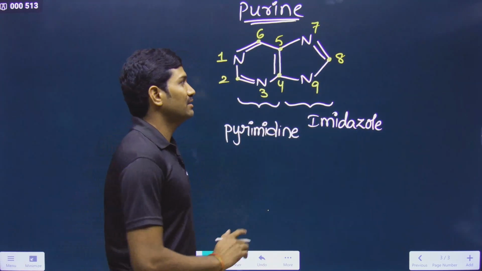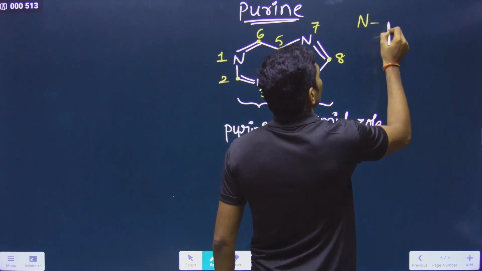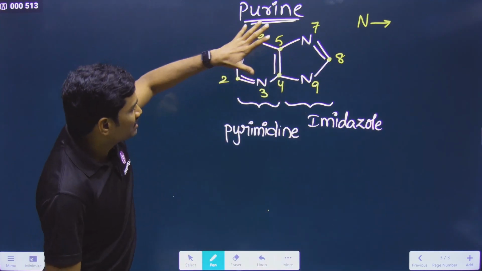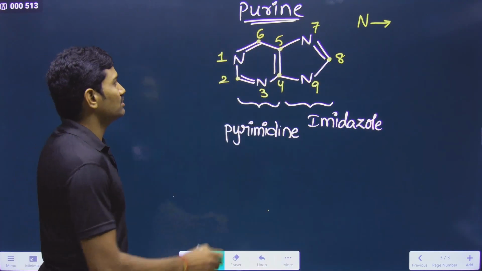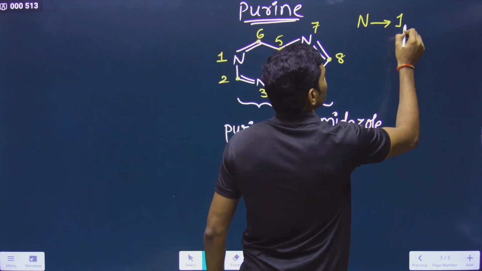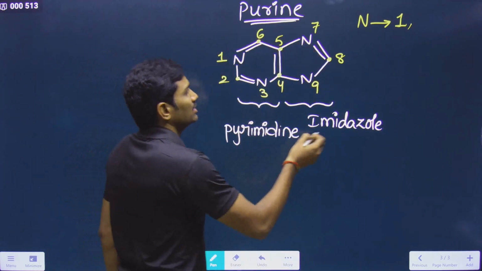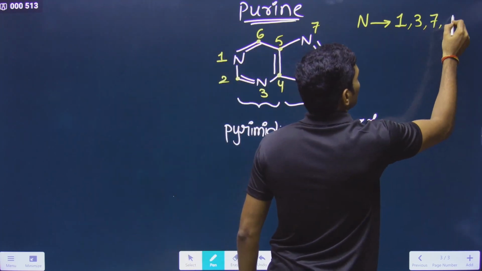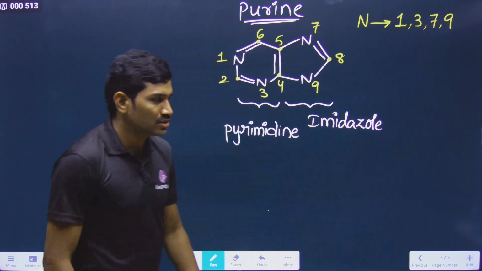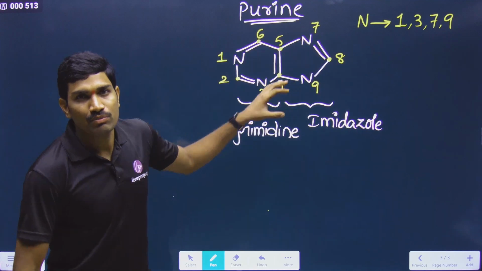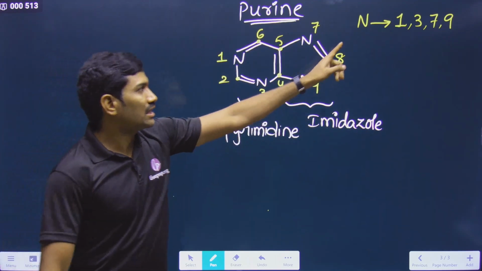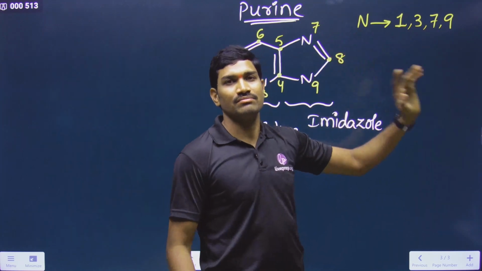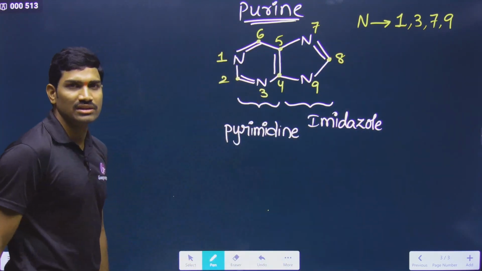Out of these 9, what are the positions of nitrogen? What are the positions at which nitrogen is present in the basic ring? First position, nitrogen is present. Third position, nitrogen is present. Seventh position, nitrogen is present. Ninth position, nitrogen is present. So within the basic structure of purine, a total of 4 nitrogens are present at positions 1, 3, 7 and 9. That's it. This is the basic purine ring structure.